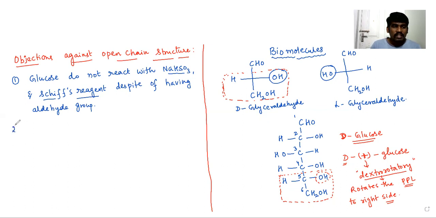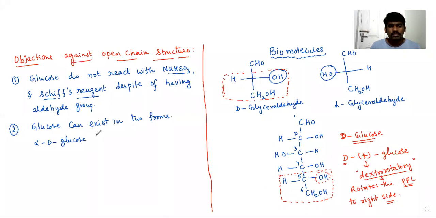And the second objection: glucose can exist in two forms, that is alpha D glucose and beta D glucose. This could not be explained by the open chain structure.